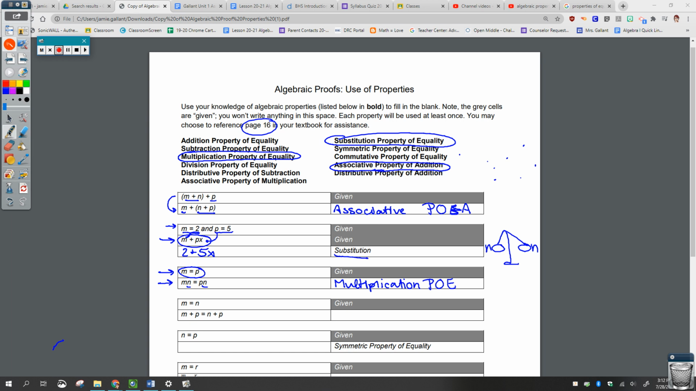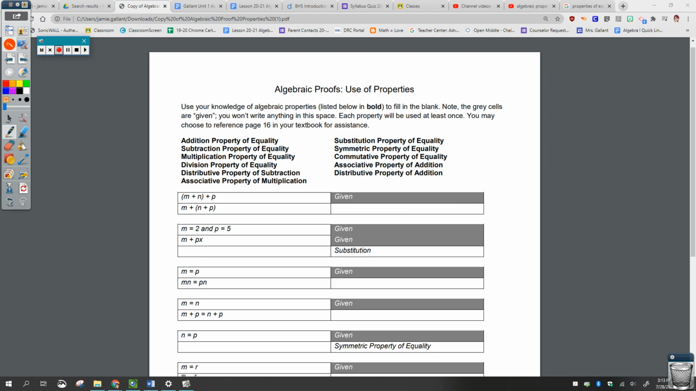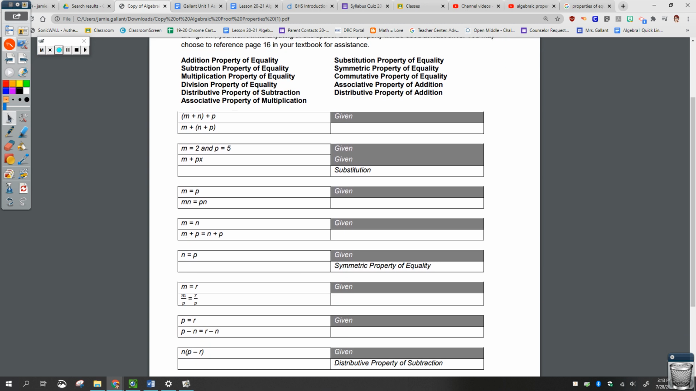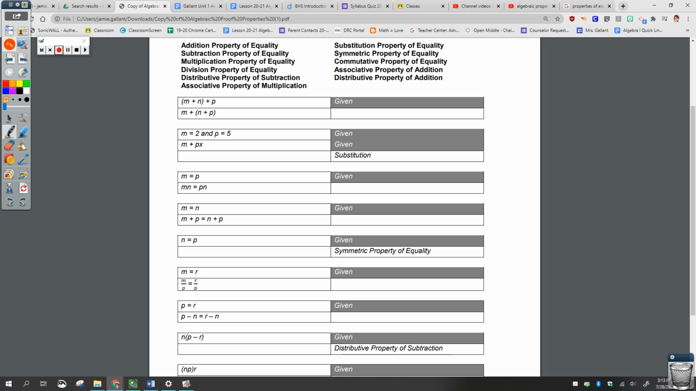I'm going to clear this because I'm running out of room and it's getting messy. So pause the video if you need to and jot whatever notes down you need to. Okay, so we've done multiplication property, associative, and substitution. We'll cross those out.